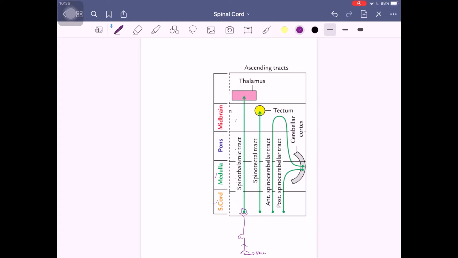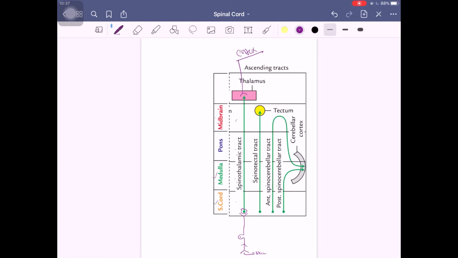So from here to here it is a single entire neuron, and from here you will have your third order neuron, which will go all the way and end in your cerebral cortex. So that is your spinothalamic. Similarly, if you look at your spinotectal, the tectum is a nucleus present in your midbrain. You see it is ending in the midbrain. So starting from the spinal cord, through the medulla, pons, and ending in the midbrain.